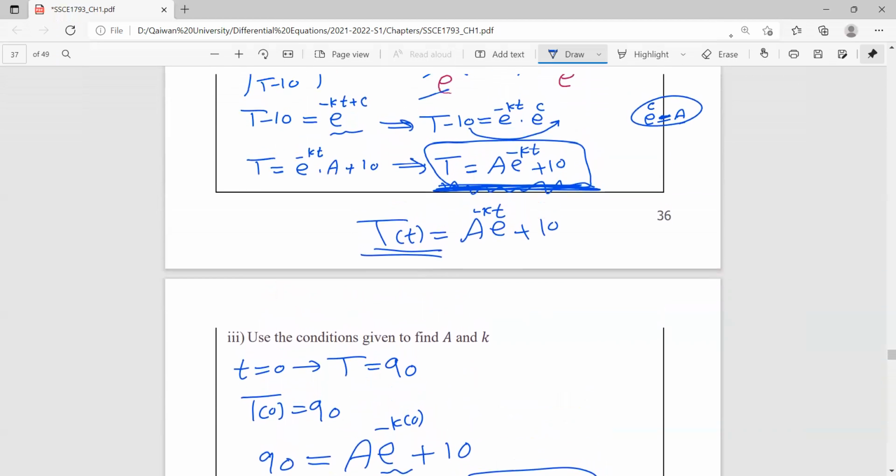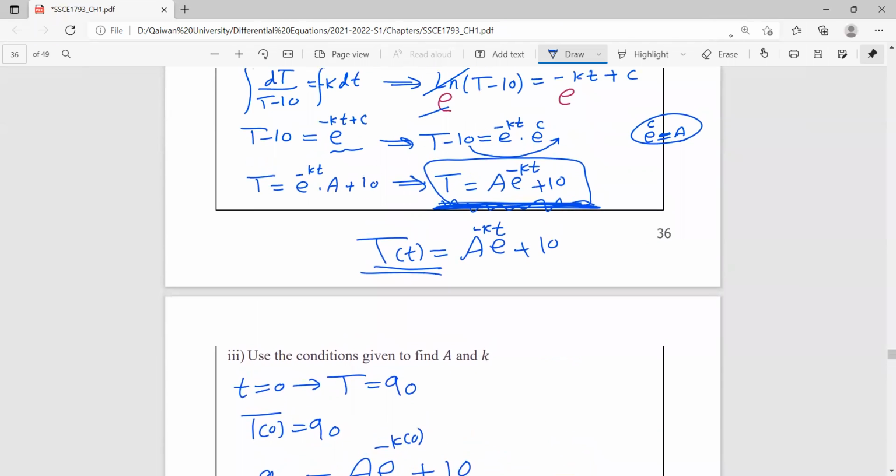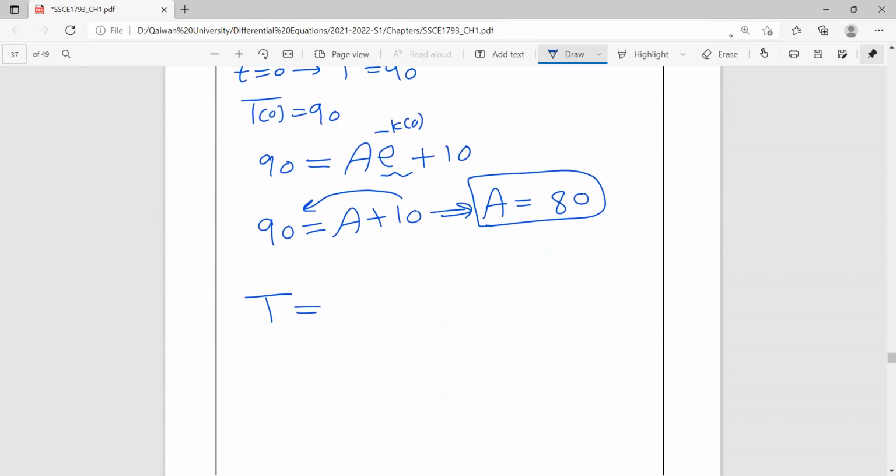So now we say capital T equals, we just return the value of A to here. Capital T equals 80 e to the power minus Kt plus 10. So the equation becomes this. We found the value of A, so we return to the equation.